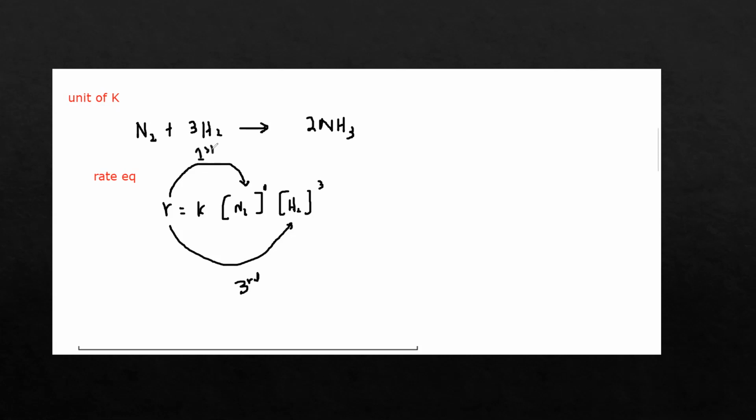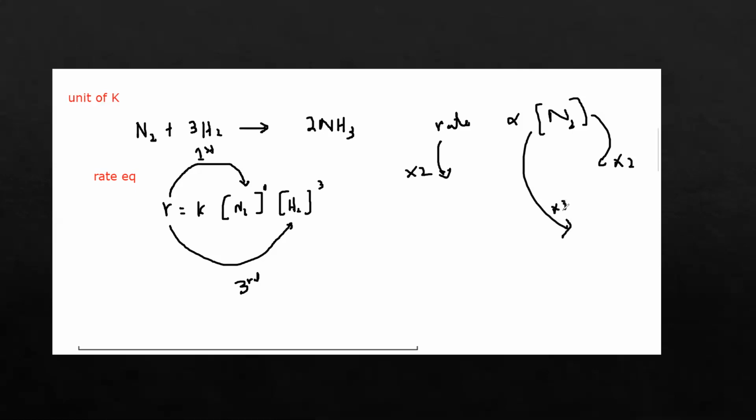What is the meaning? What is the concept of first order or third order? For example, rate is proportional to nitrogen concentration. So if I double the concentration of nitrogen, and it is first order, the speed or the rate of the reaction will also double. If I triple the concentration of nitrogen, the rate will be 3 times. So this is the concept that it is first order with respect to nitrogen.